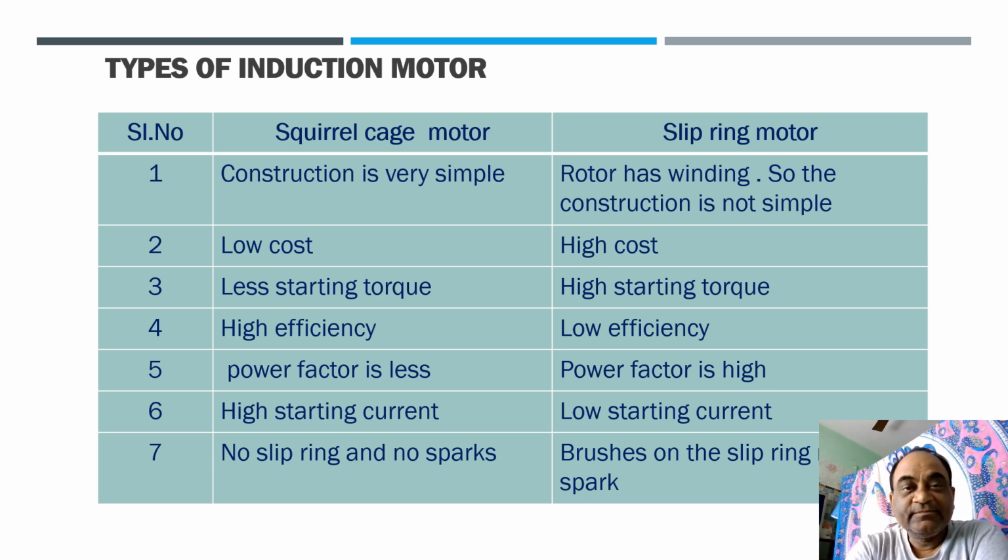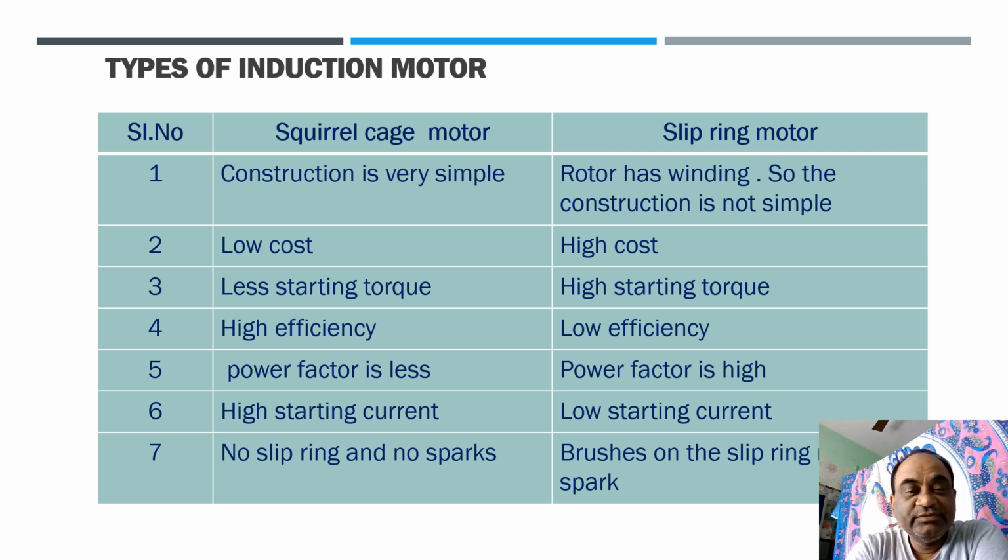Cost wise, the squirrel cage induction motor is less costly, whereas because of the winding on the stator and the rotor, slip ring induction motors are more costly than this squirrel cage induction motor. As far as the starting torque is concerned, a squirrel cage induction motor possesses less starting torque as compared to the slip ring induction motor, which has higher starting torque compared to SCIM.